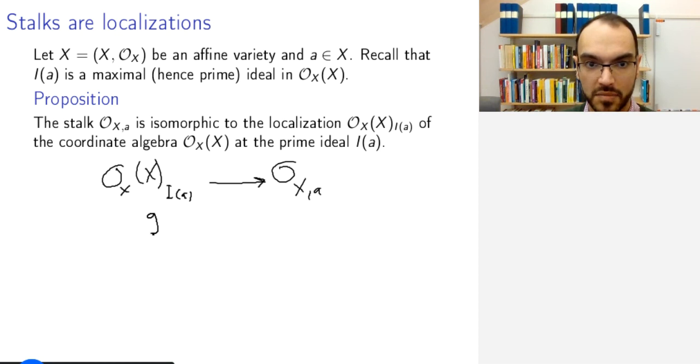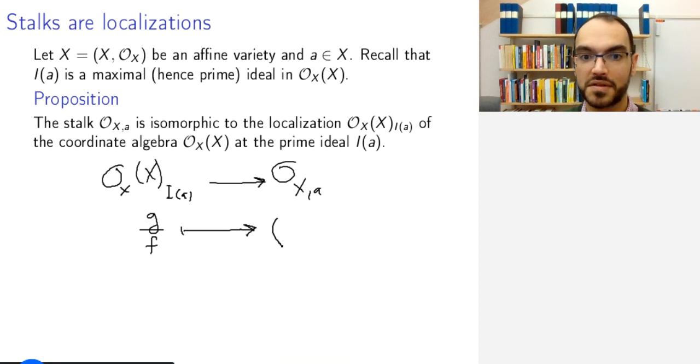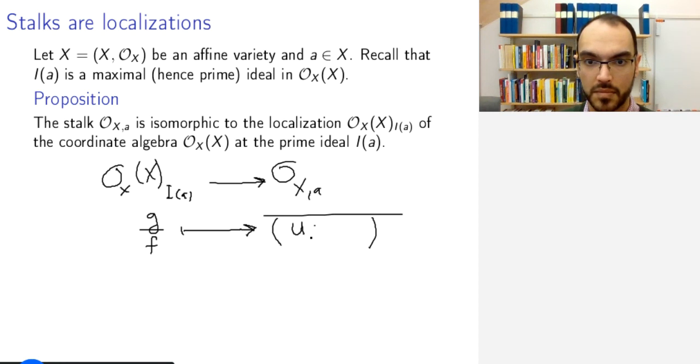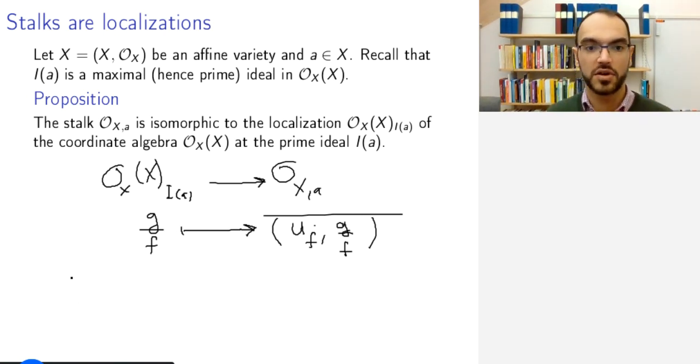And so what do we do? We take a formal quotient and map it. Remember, the stalk consists of equivalence classes of pairs where we need to specify some open set. So I'm going to take the principal open set with respect to f, and I'm going to take this function. We need to show that this is a ring isomorphism. It's an exercise to check that it's a ring homomorphism, supposing that it is well defined.